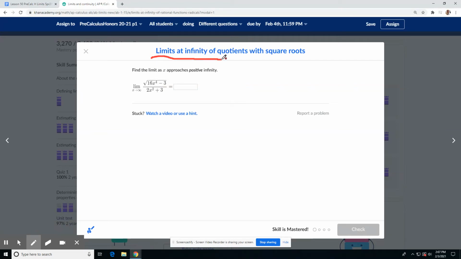All right, we're doing limits at infinity with quotients, and we have square roots involved. I'm not sure if this is any different. I'm not seeing anything that's different here. So basically, we're looking at the leading or the biggest exponent, the leading term, I guess it would be called. So I'm not going to worry about the -3 or the +3 here. Those don't play any part as we go into infinity. And it looks like we're still in positive infinity here.